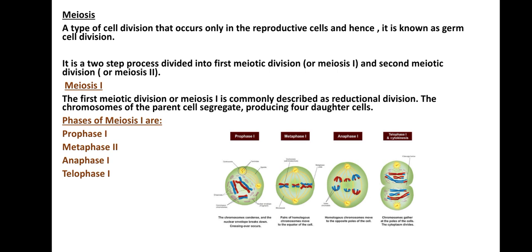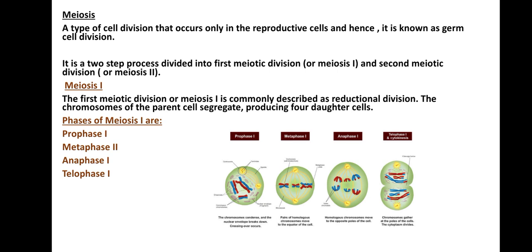Meiosis I. The first meiotic division or meiosis I is commonly described as reductional division. The chromosomes of the parent cell segregate, producing daughter cells. Phases of meiosis I are discussed. Prophase I. The chromosomes get shortened and become visible as single structures. Homologous chromosomes pair and form synapses. Synapsis is the process of linking of the replicated chromosomes together. Non-sister chromatids of the paternal and maternal chromosomes overlap, resulting in crossing over.